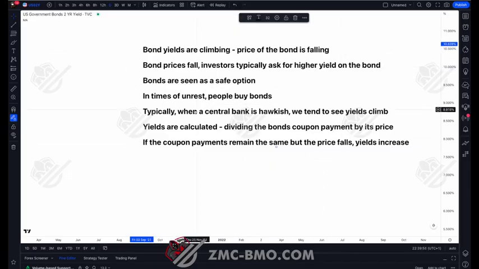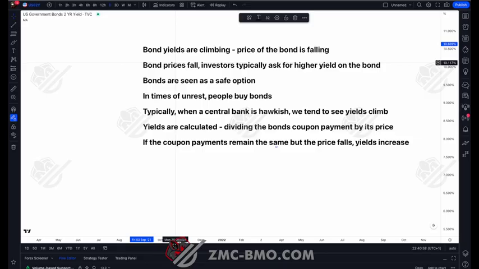But let's overview this before we look at an example on the chart. Bond yields are climbing, the price of the bond is falling. When bond prices fall, investors typically ask for a higher yield on the bond because it comes at a risk. Bonds are seen as a safe haven, because they're backed by the actual government of the economy itself. In times of unrest, people buy the bonds. We're not talking about buying yields here, we're talking about buying the bonds. When people are buying the bonds, what happens to the yield? It falls. Typically, when a central bank is hawkish, we tend to see yields climb, and vice versa for a dovish central bank.